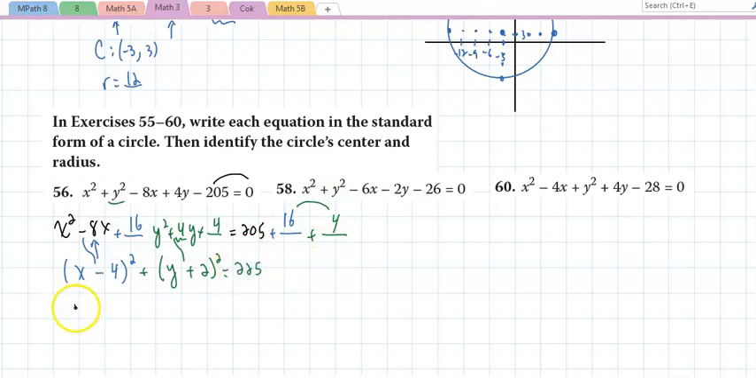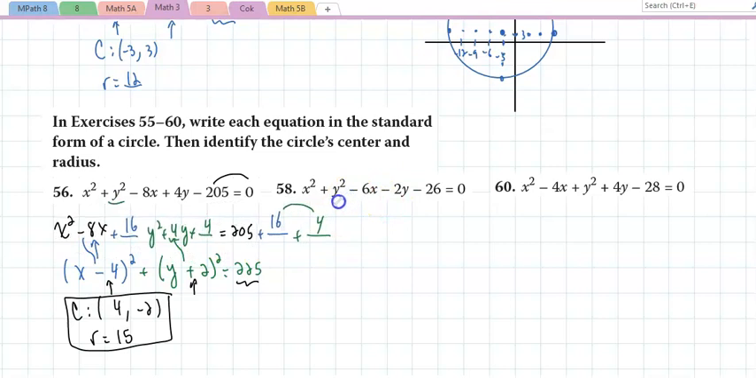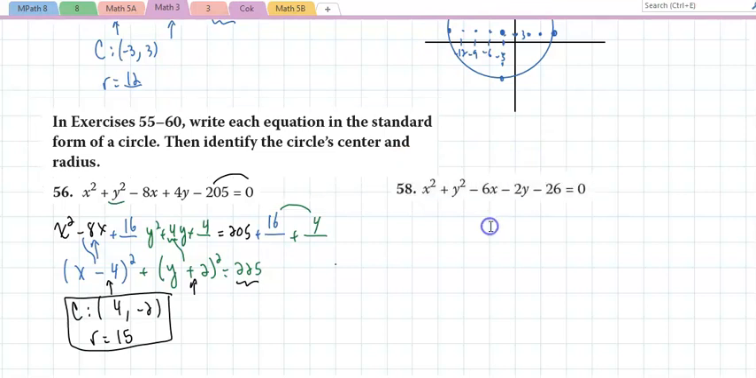Now that I have it in standard form, the center would be the opposite of that, which is a 4, the opposite of that, which is a negative 2, and the radius would be, what do you square to get 225? 15. That would be the answer. So a bit of work, not that hard, just completing the square twice. Okay, doesn't seem I'm going to be able to fit all of those. That's okay. Let's do that one. We need to squish things together.